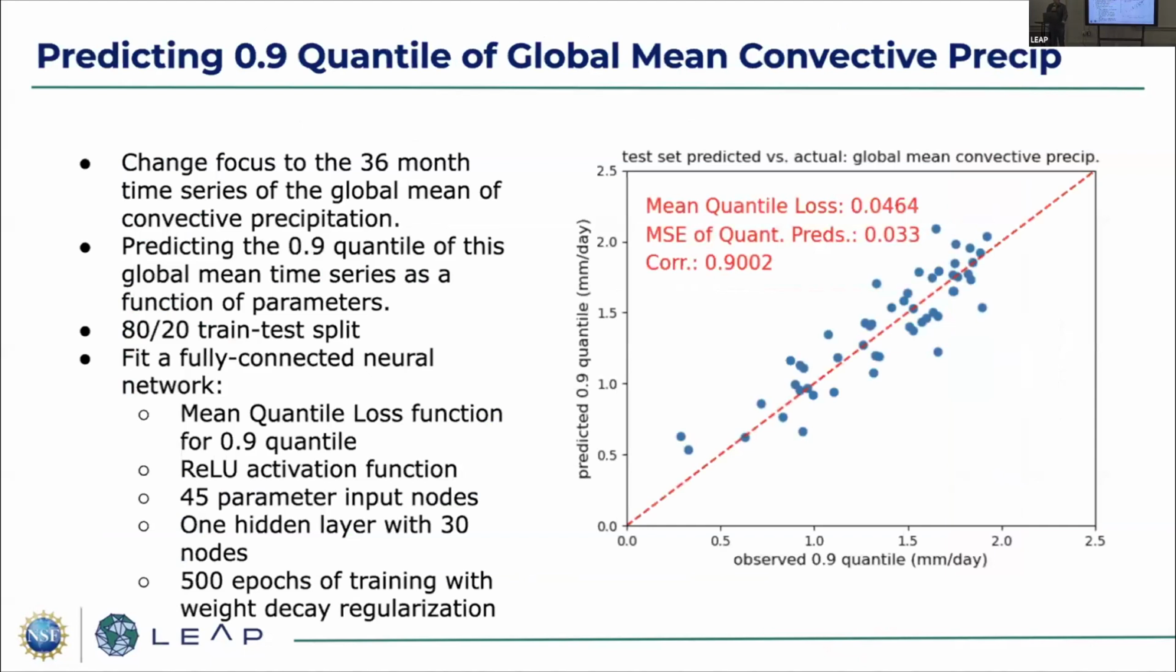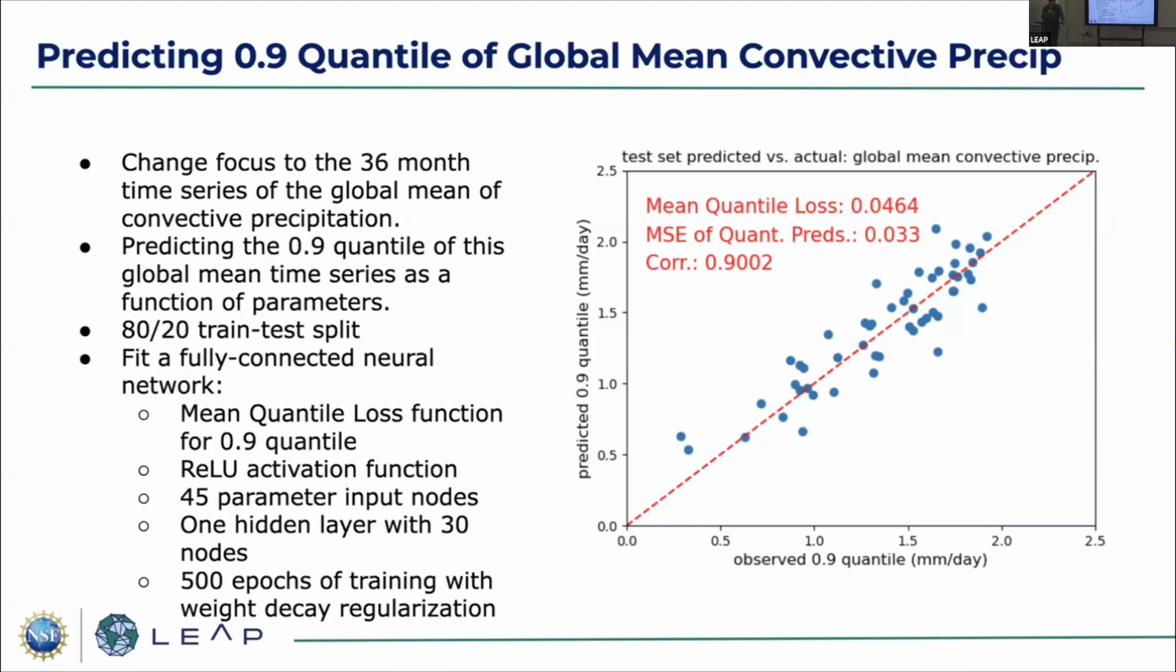So next we changed focus to the global mean time series of convective precipitation. So just a 36-month time series. And the question was whether or not we could predict the 0.9 quantile of this global mean time series as a function of the parameters. In this work, I'm focusing specifically on convective precipitation, but the model also worked well for large scale precipitation.